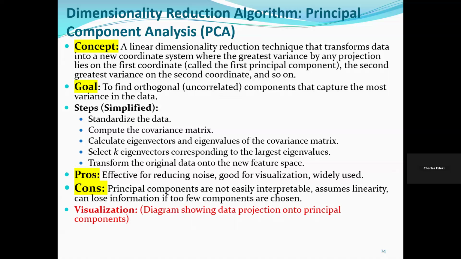Then we have the eigenvalues, which normally represent the magnitude of variance along the corresponding eigenvector. So the last thing we can say here is that the larger the eigenvalue means that its corresponding eigenvector captures the most, or more variance.